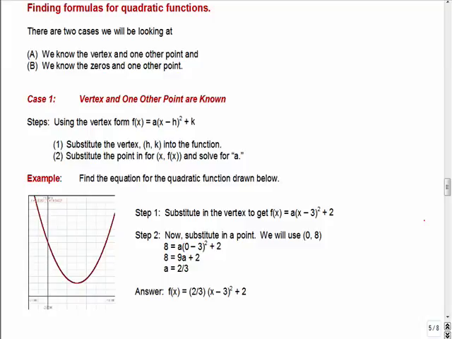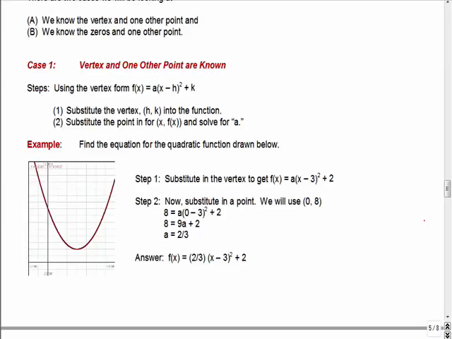Now we're going to look at how we would find formulas for quadratic functions. There will be two cases we will be looking at. In the first case, we will know the vertex and one other point, and in the second case, we will know the zeros and one other point. So let's take a look at case 1. We know the vertex and one other point.